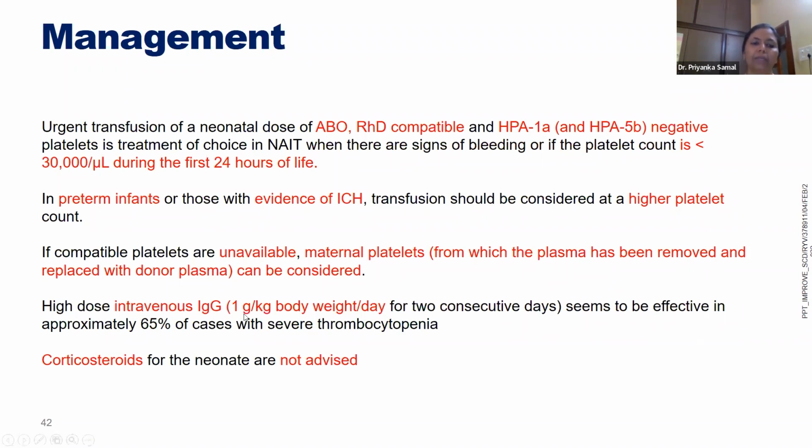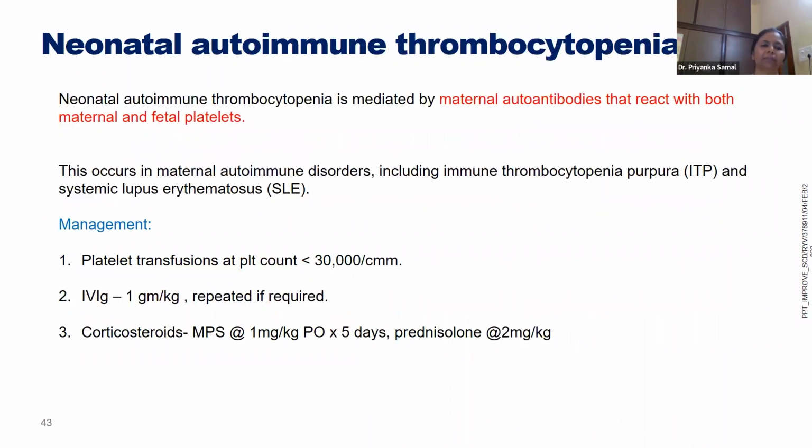High dose immunoglobulin, 1 gram per kg for 2 days, seems to be an effective way of management in approximately 65% of the cases. Steroids are not to be given in these neonates because the patients are usually sick, and obviously steroids have their own side effects. So if they can be managed in such a way, that is the best way to get the platelet counts increased. So next is autoimmune thrombocytopenia.